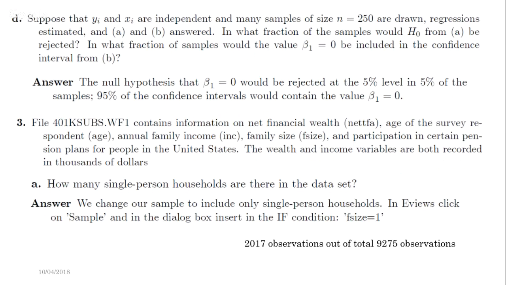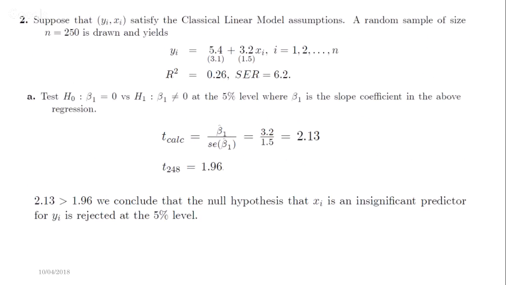In what fraction of the regressions, how many of those regressions out of 1,000, would H0 not be rejected? And what fraction would have beta 1 equals 0 included in the interval? Okay. So basically it's asking, if you have 1,000 regressions and you run this test 1,000 times, how many percent of those would you expect to have a significant result if you test them at 5%?